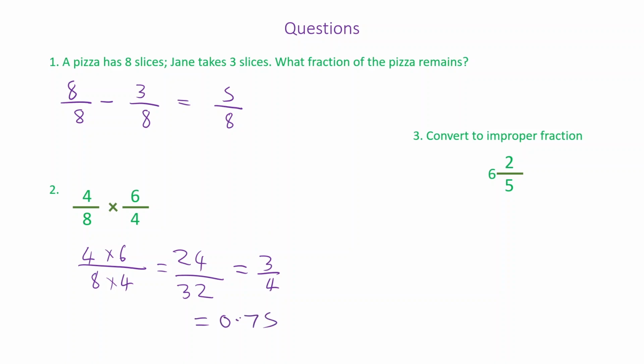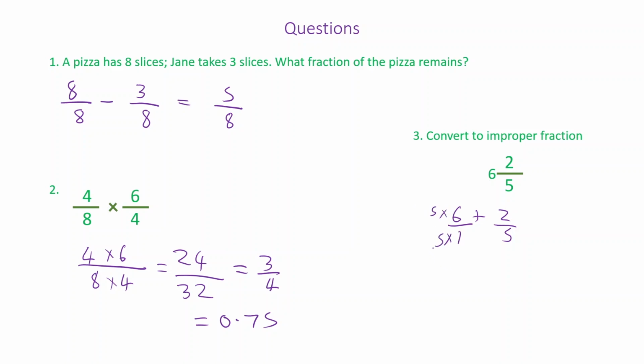Third question. Convert the mixed fraction to an improper fraction. So we know that 6 2 over 5 is the same as 6 plus 2 over 5. And we know that 6 is the same as 6 over 1. So now to have the same denominator, we can multiply the top and bottom of 6 over 1 by 5.